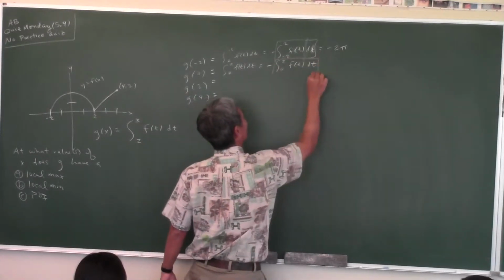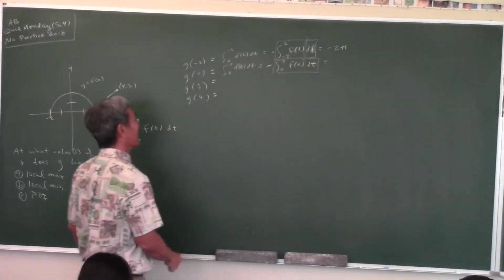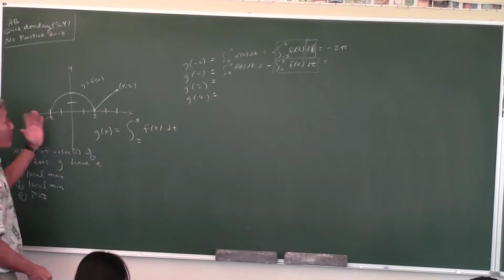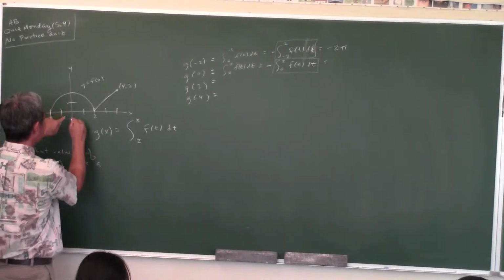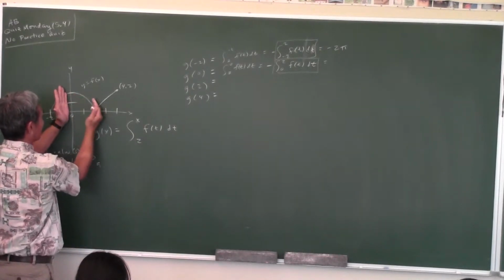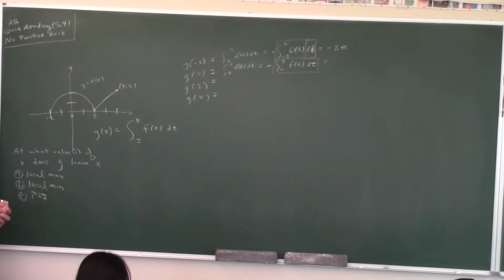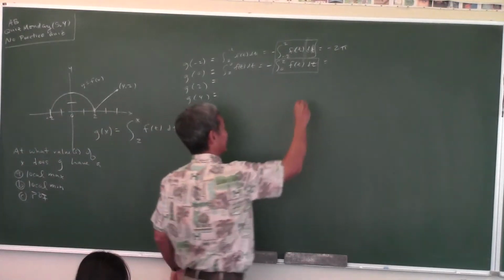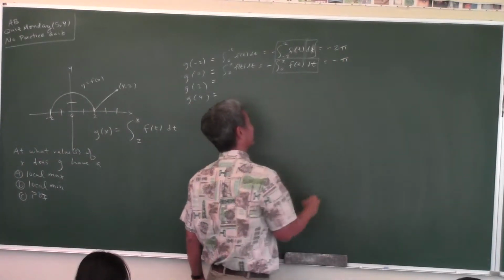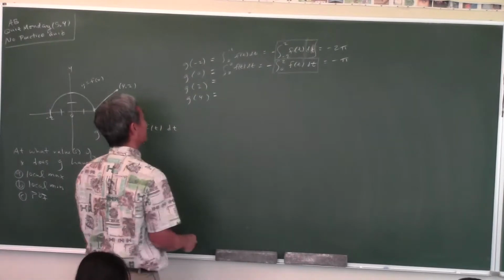Now, what does this integral represent? If this is the graph of f, it represents the area from 0 to 2. Here's 0 to 2, that means this area right there. That's 1/4 of a circle. So the answer is -pi. Are you guys following?